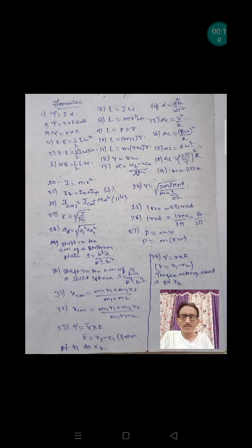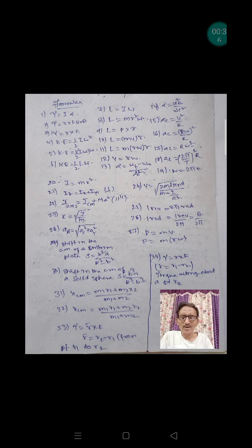First formula, torque can be written as I into alpha. I means moment of inertia. It is similar to the case of linear motion, where mass can be considered. There, m stands for mass. Here I stands for moment of inertia. Alpha is angular acceleration.